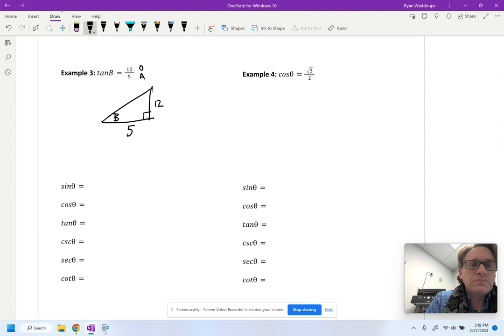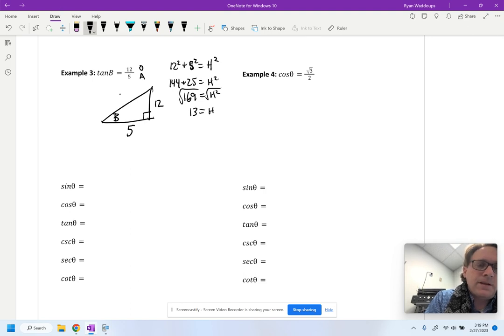And so once again, we're going to say 12 squared plus 5 squared equals, I'm going to just say h squared for the hypotenuse. You could say c squared if you'd prefer, that's fine. 12 squared is 144. 5 squared is 25. 144 plus 25 would be 169. Equals h squared. And then take the square root of both sides. H then is equal to 13. And so then I can label 13 as being h, the hypotenuse.